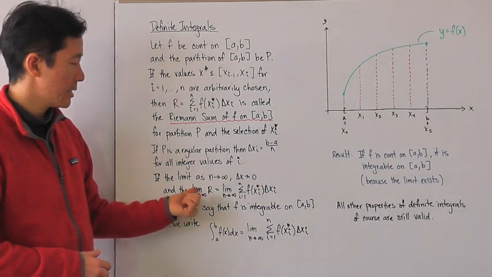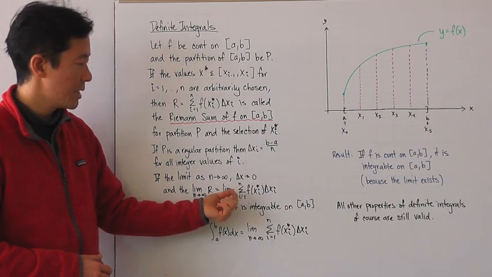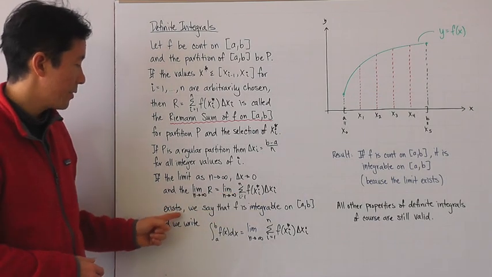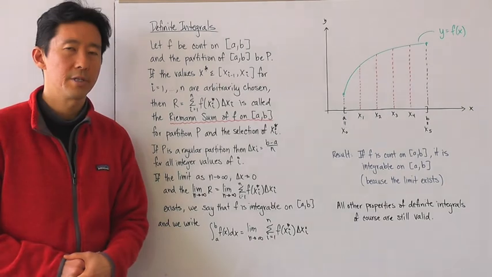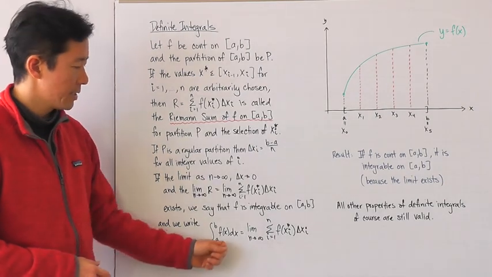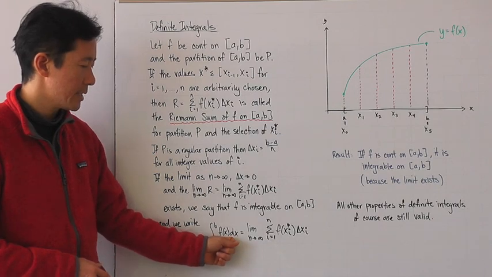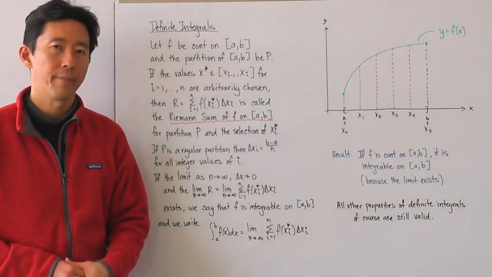And the limit as n approaches infinity of R is equal to the limit as n approaches infinity of what we've described as the Riemann sum. If those limits exist, then we say that f is integrable on the closed interval from a to b, and this is what we write. We write the definite integral from a to b of f of x dx is equal to the limit as n approaches infinity of the Riemann sum.